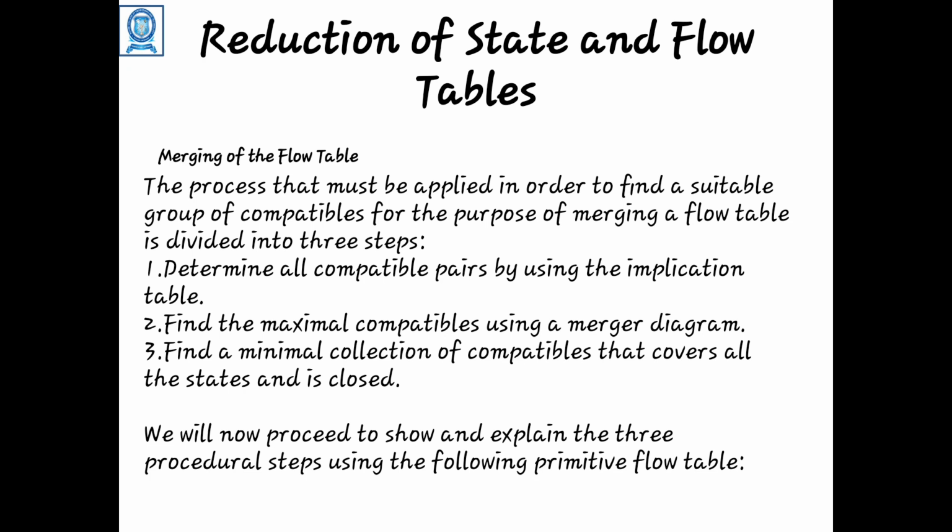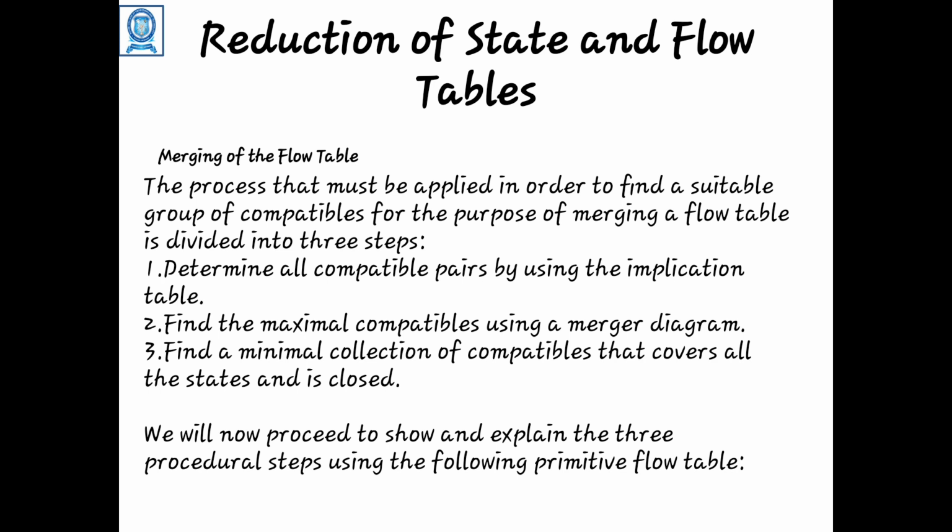Reduction of state and flow tables: merging the flow table. The process that must be applied in order to find a suitable group of compatibles for the purpose of merging the flow table is divided into steps. The first step is determining all the compatible pairs by using the implication table. The next is finding the maximal compatibles using the merger graph, and the third one is to find a minimal collection of compatibles that covers all the states. Now all these steps are done for finding the primitive flow table.